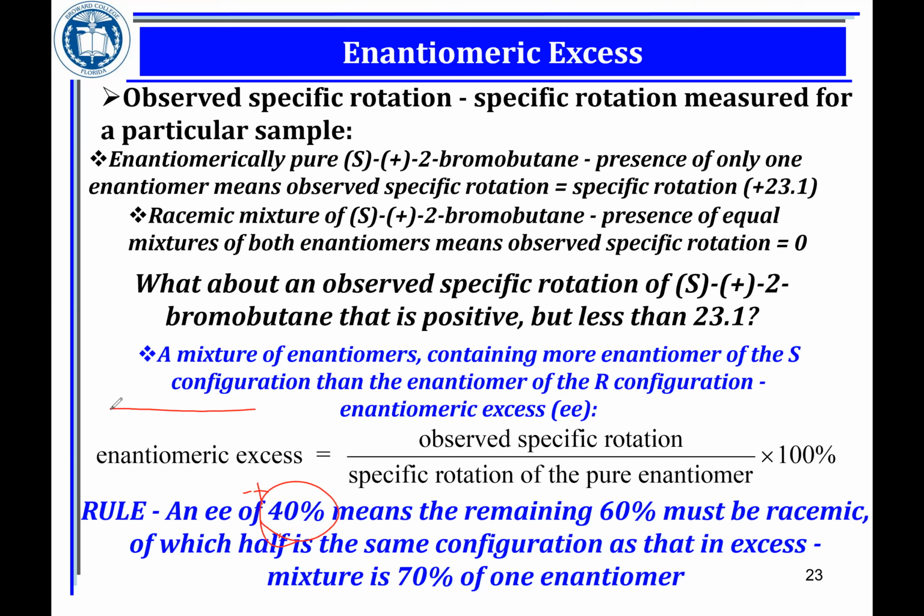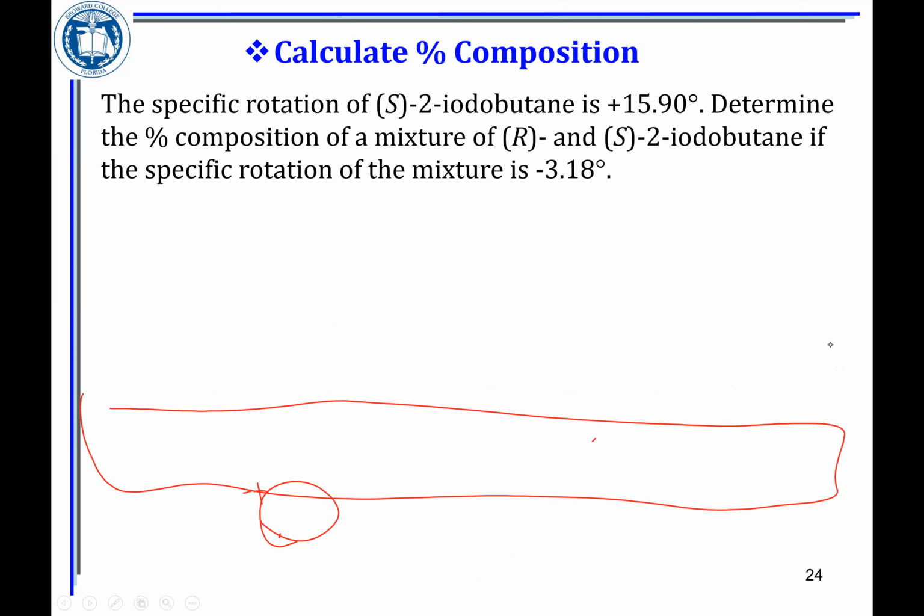So this is one formula that you can use to calculate the enantiomeric excess: observed rotation over the specific rotation of the pure sample times 100. Professor, are they going to let us know which one is the pure sample, since we're comparing two different compounds? Okay, if the specific rotation is given to you, that means it's for the pure compound.